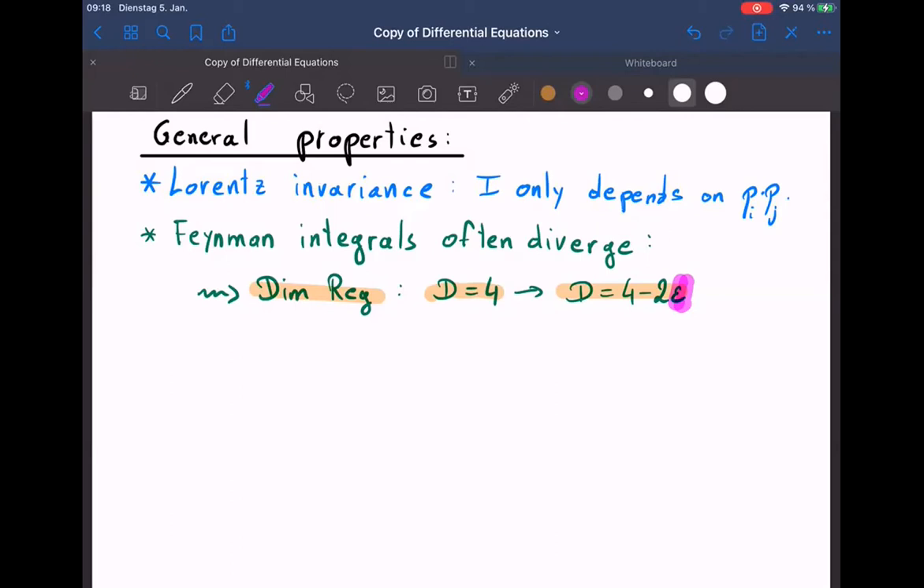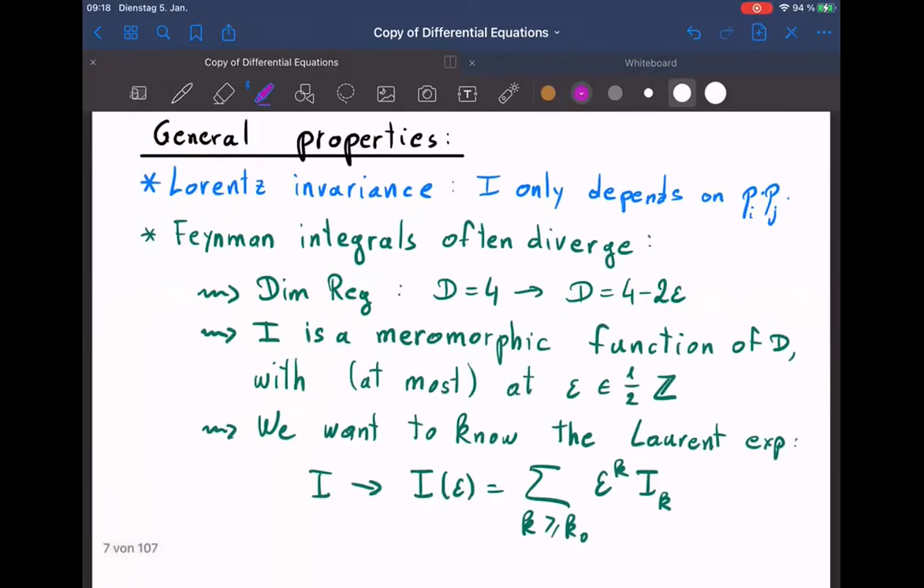Now, why do we do that? Well, because you can actually show that after this operation, which is purely mathematical, your integral will be a meromorphic function of the dimension. So I remind you what meromorphic function means, something that you may know from your complex analysis lectures. It's a function with poles. And the poles you can show will be at most at integer values for d, or equivalently at half integer values for epsilon.